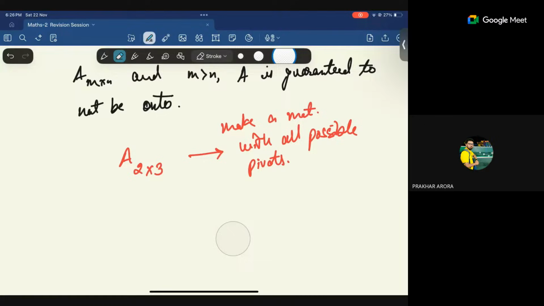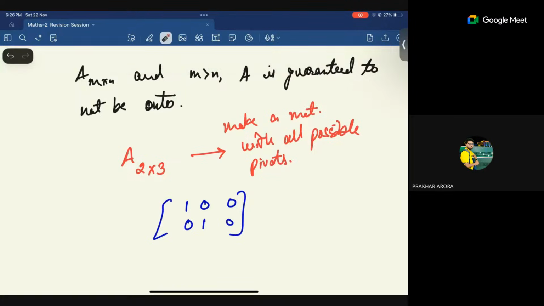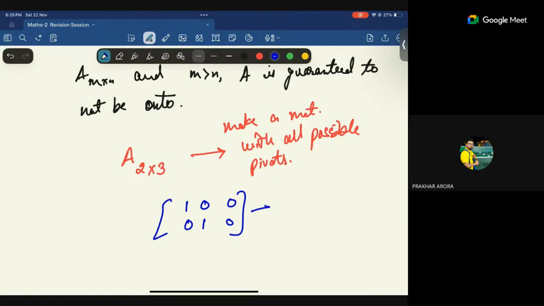Okay, this is not looking neat. This is 1 0 0 0 1 0. This is the best possible pivot. No, this is the best possible RREF. No 2 cross 3 matrix can have a better one than this. Now what is this? This can be onto, but can never be 1-1.